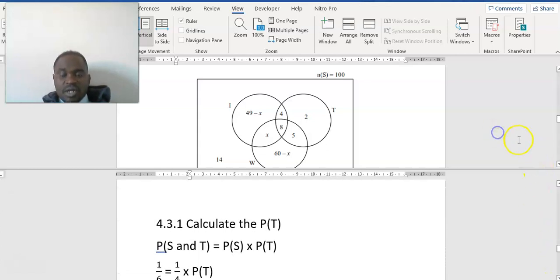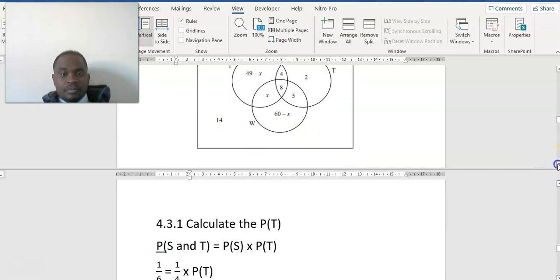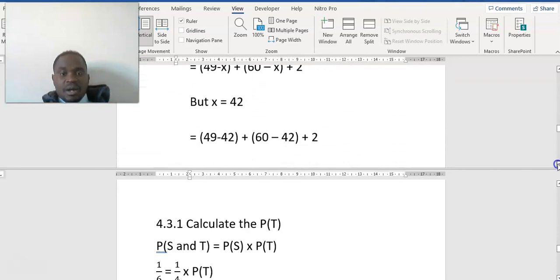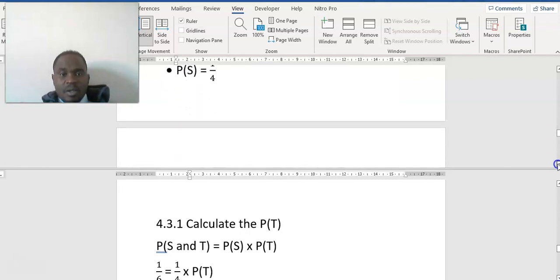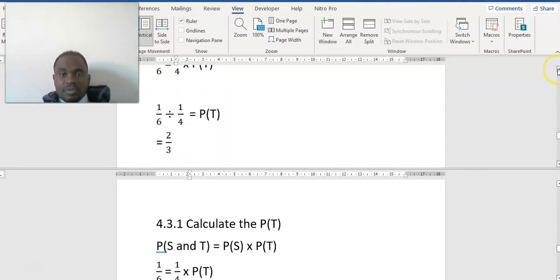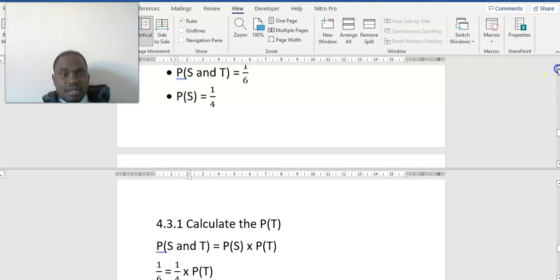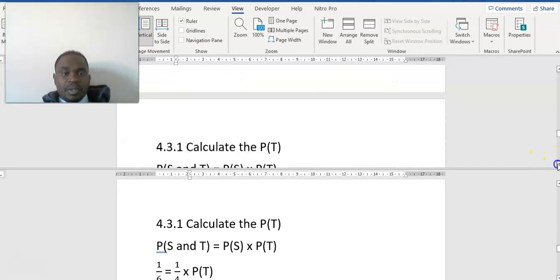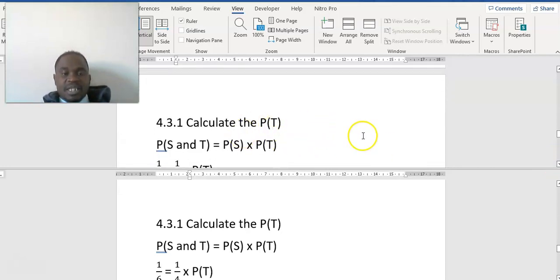I want us to look at this one also. Our next question is this. Okay, this question is also nice. It's also a past question. It says the events S and T are independent. The probability of S and T is given as 1/6, and the probability of S is 1/4. They've given us the probabilities. What do they want us to do now? Calculate the probability of T. So let's try and answer it.